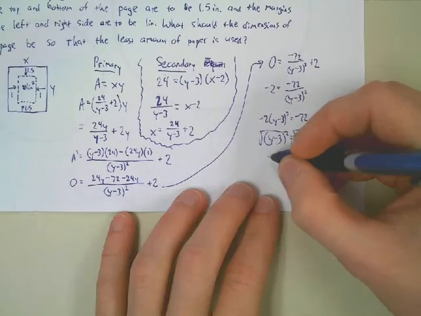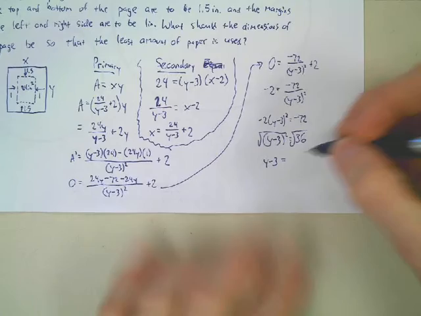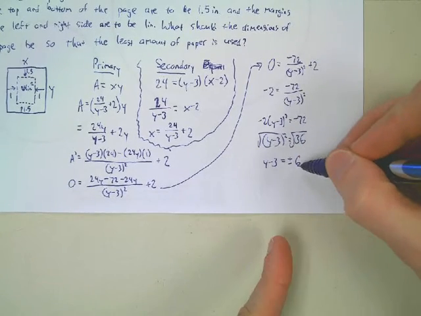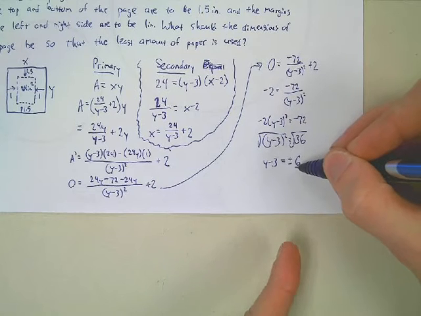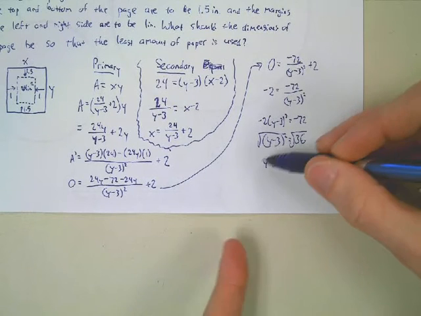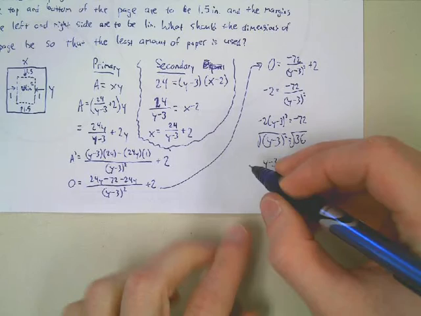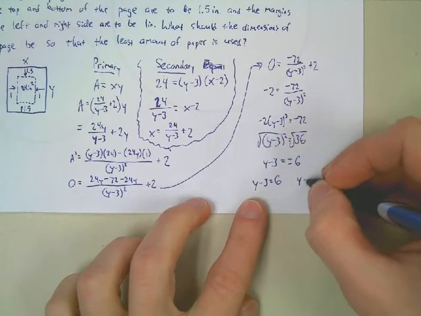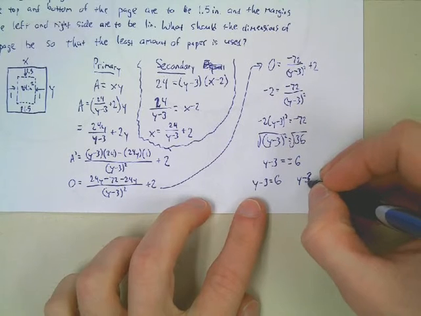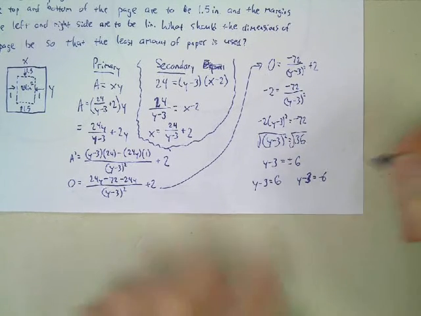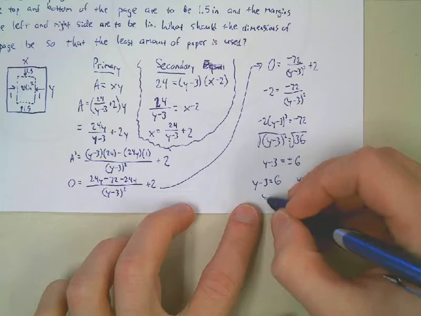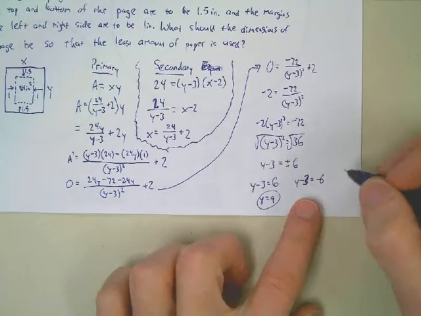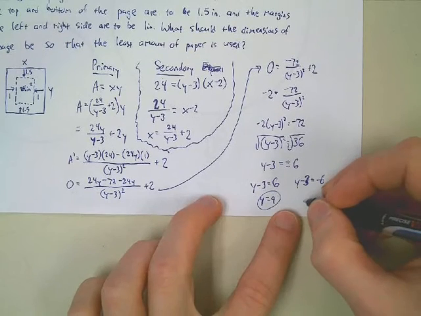Now here, we should be careful. We might be tempted to just throw out that minus 6, but there's still work to be done over here. So let's check whether we should throw that out or not. I'll put y minus 3 equals 6, and then y minus 3 equals -6. If I add the 3 over here, I get y equals 9. That's certainly a possible answer. If I add the 3 here, I get y equals -3, so that's not a possible answer. We can't have a negative page dimension. So it's got to be the 9 there.